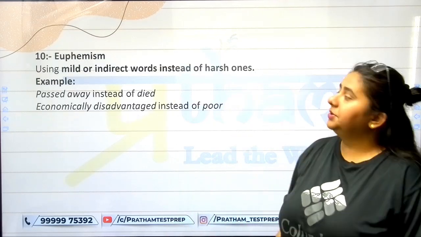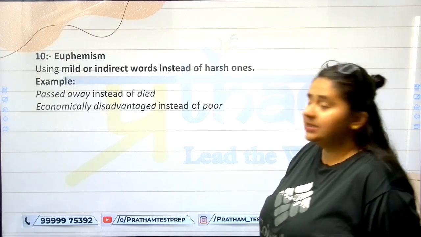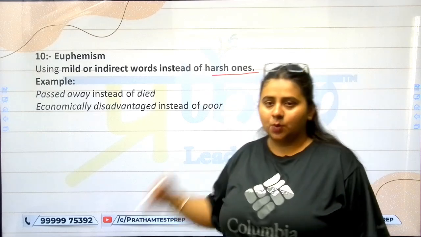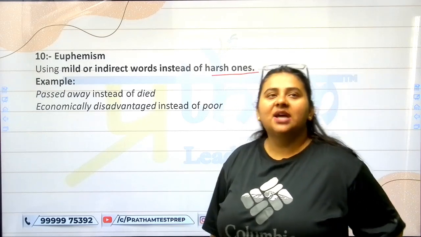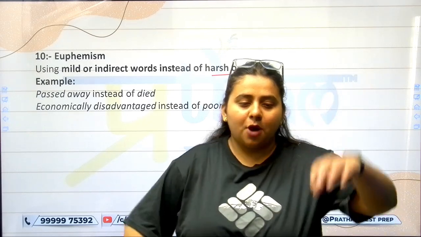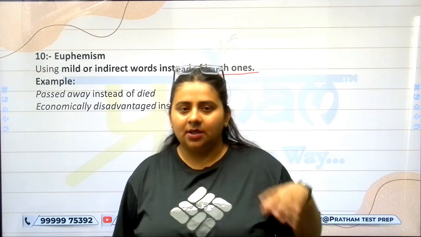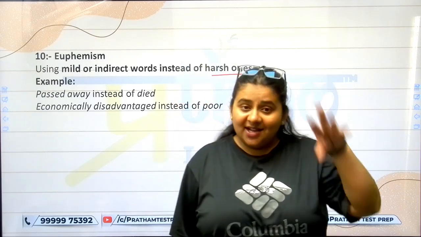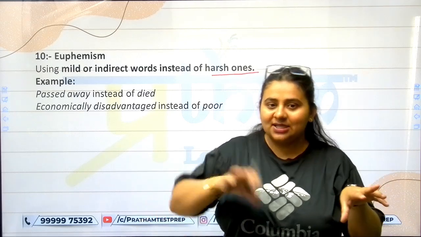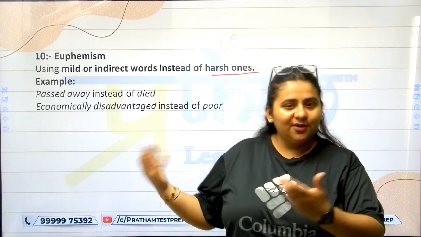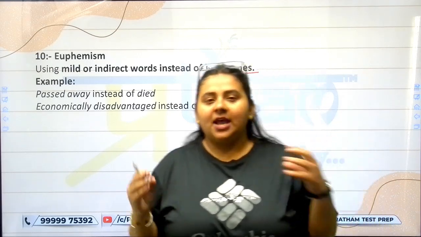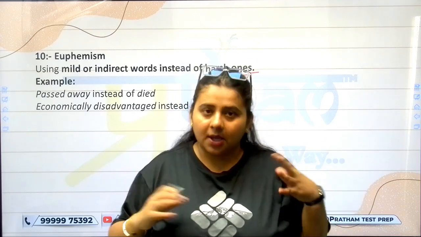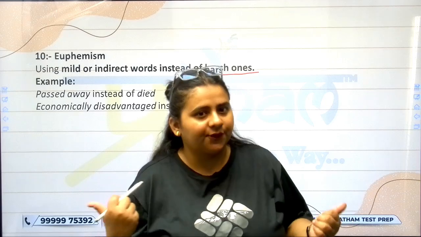Now, moving on to the 10th one, that is your euphemism. It says, using mild or indirect words instead of harsh ones. In short, you would have seen on Instagram a popular type of reel that pops up between everyone: instead of saying this, say this. Instead of using this, use this. That is nothing but euphemism. Or let's say, the very particular corporate vocabulary or tone that you talk about. That's how we can learn euphemism.